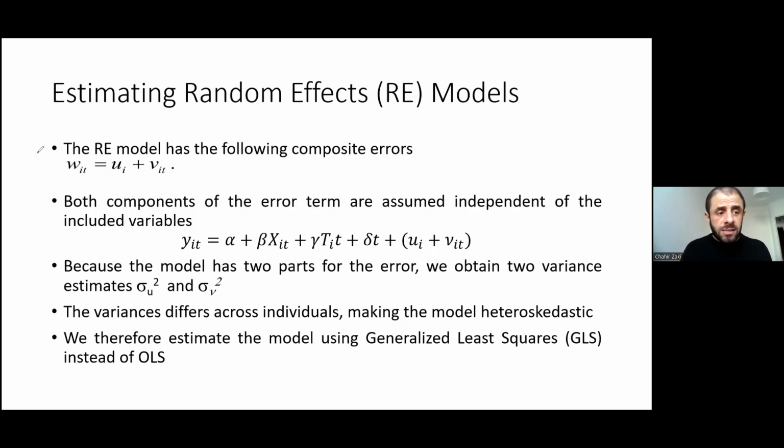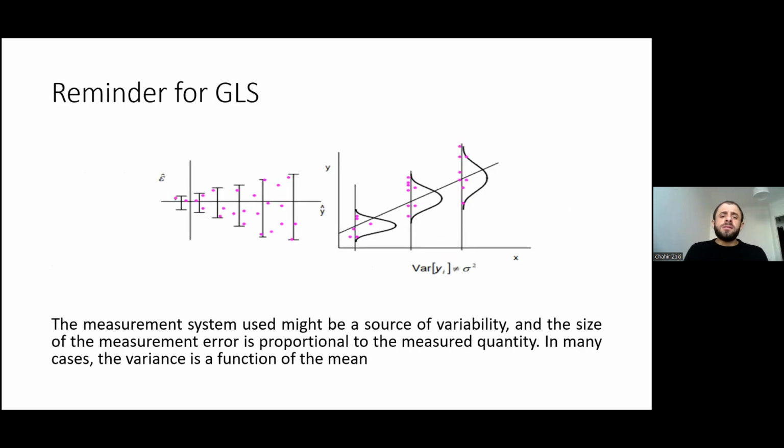So how the generalized least squares is run, just a quick reminder. I'm sure you have already seen this, but just to understand the rationale behind the random effect. So that's for the GLS. In general, what we assume in the OLS is that the variance of the error term is constant.